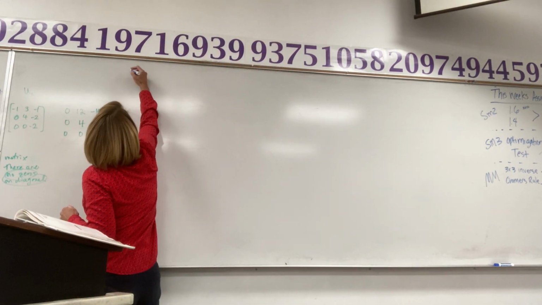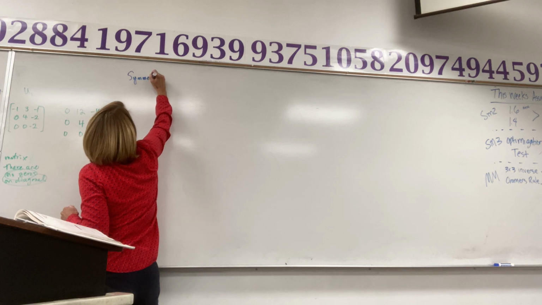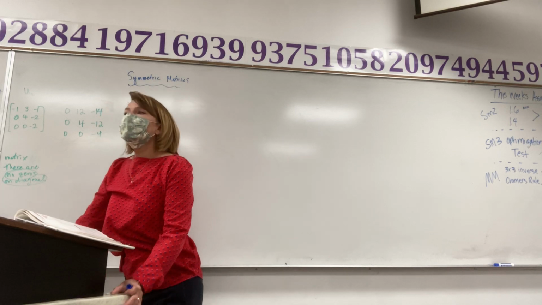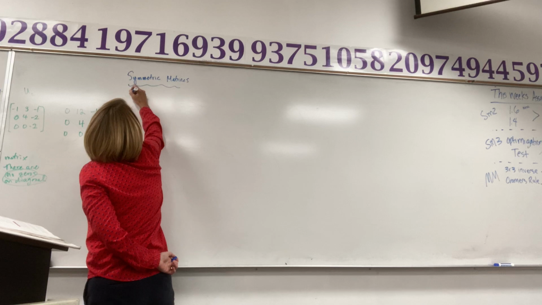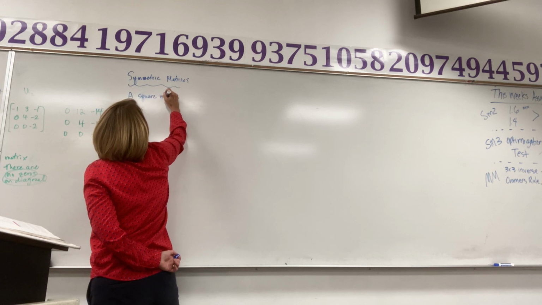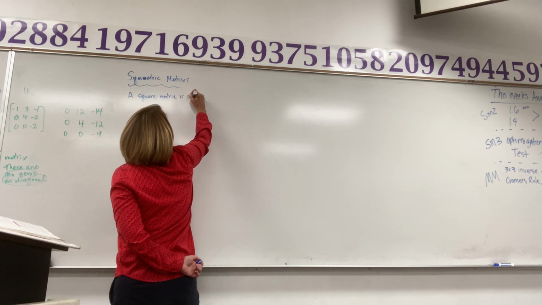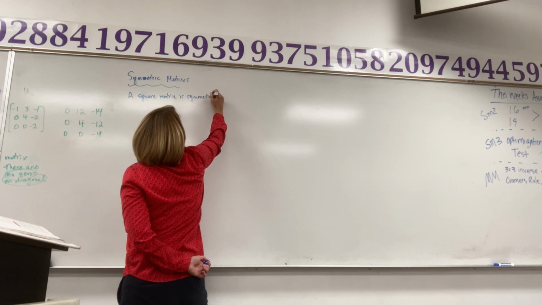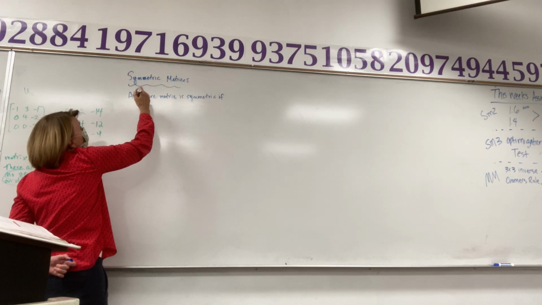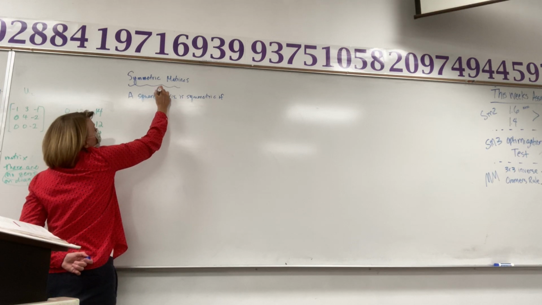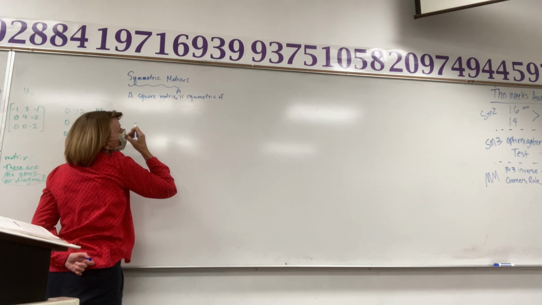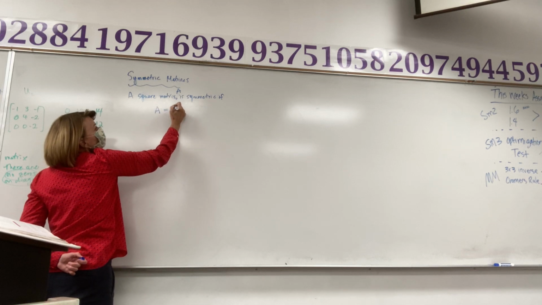Okay, symmetric matrices. Whenever you're, well, I'll give you the definition. A square matrix, and I should name the matrix, I'm going to name it A for originality, a square matrix, namely A, is symmetric if A equals its transpose.